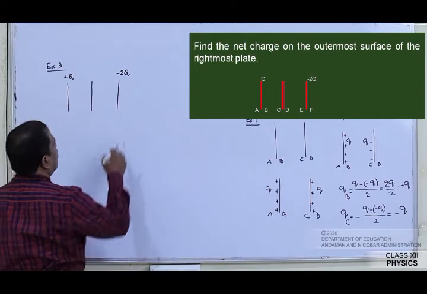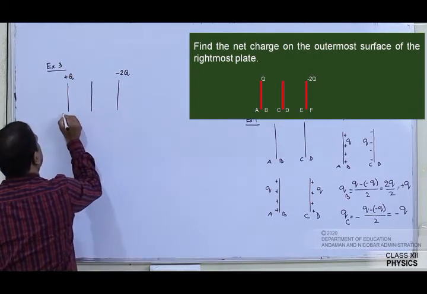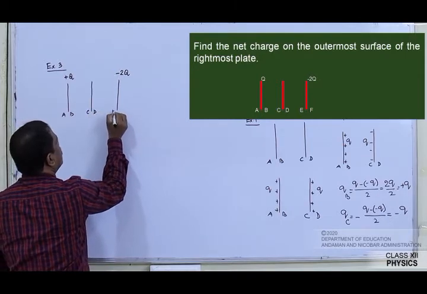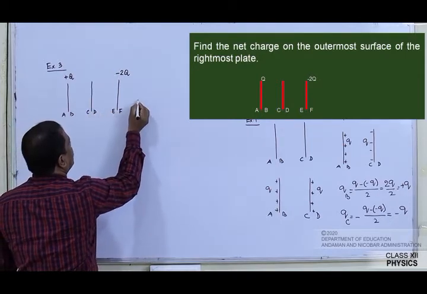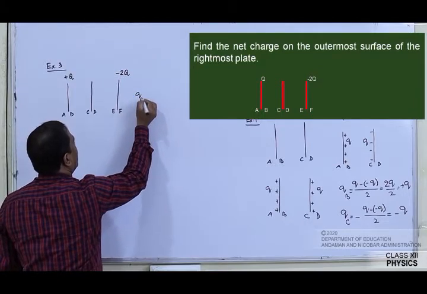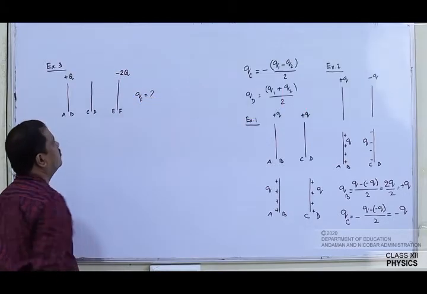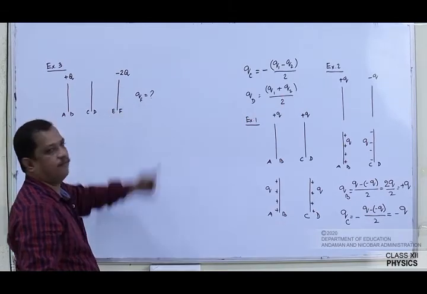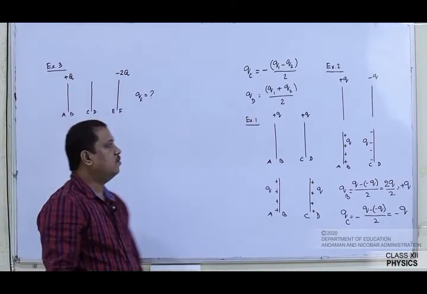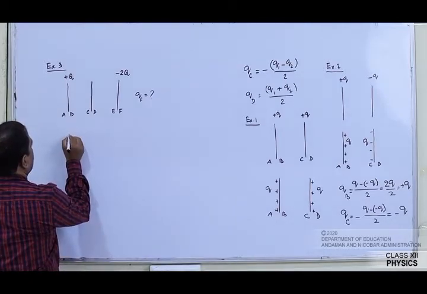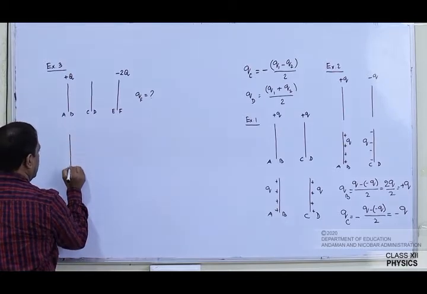Let me suppose this is A, this is B, this is C, D, E and F. I want to find what is the net charge on face F. This is my question. What is the net charge on the face QF? So how should I go? Let me put this way. Listen carefully, you will understand.